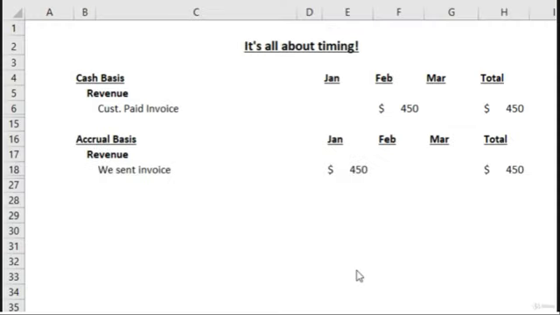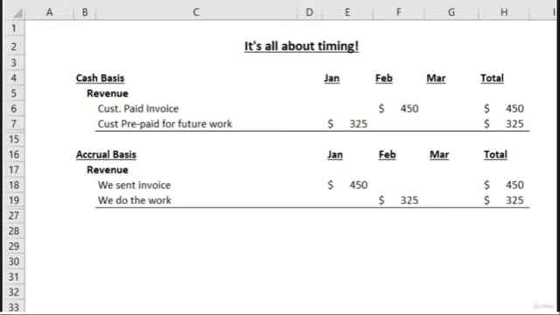So either way, it's $450. The invoice is $450. The customer pays us $450. Either way, it's $450 total, but the timing's different. If we're using the cash basis, when the customer pays us, we call it revenue. But if we're using the accrual basis, we say, you know what, we did the work already for you in January, and so that's when the work is considered revenue.